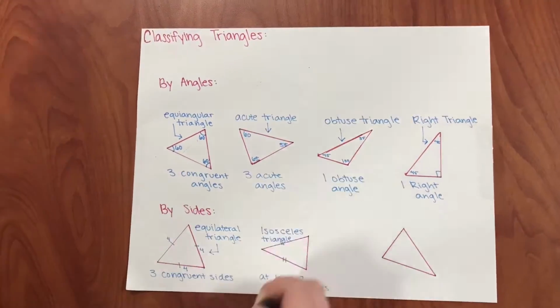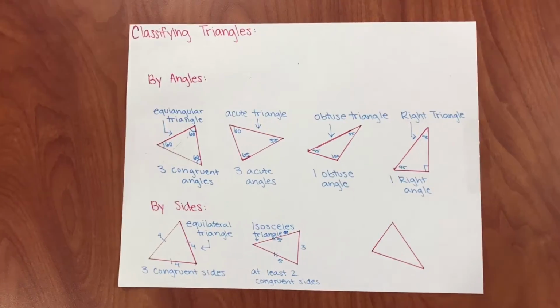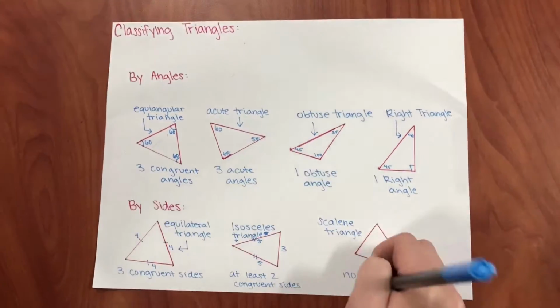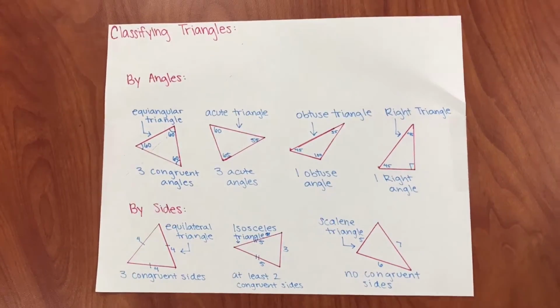If at least 2 sides in a triangle are congruent, it is an isosceles triangle. An equilateral triangle is also isosceles. A scalene triangle has no congruent sides. That is how you classify triangles by their sides.